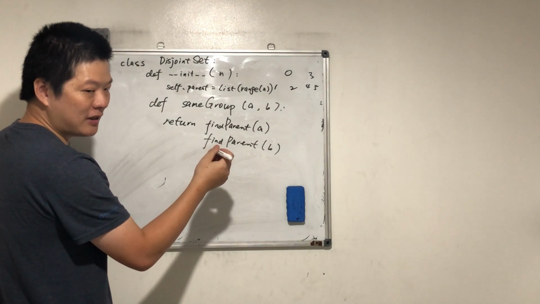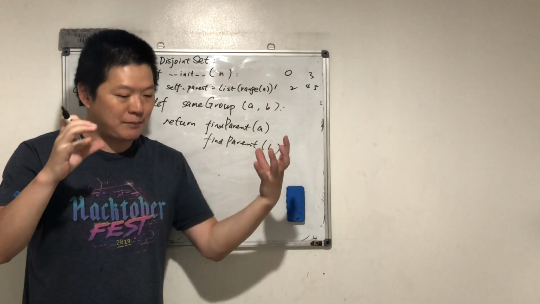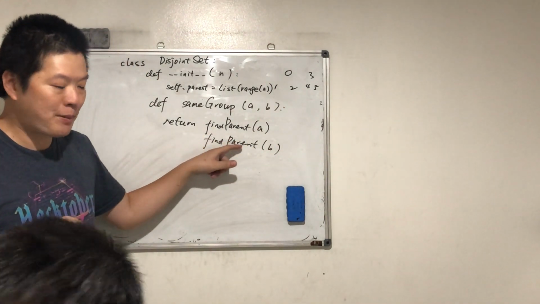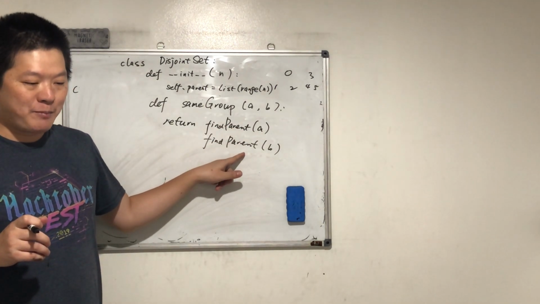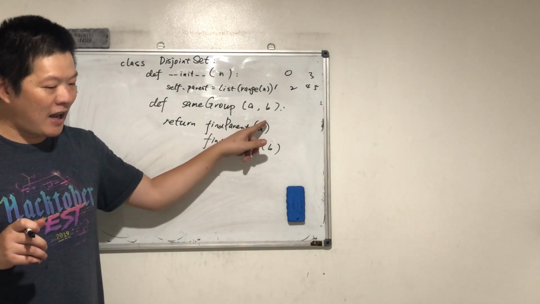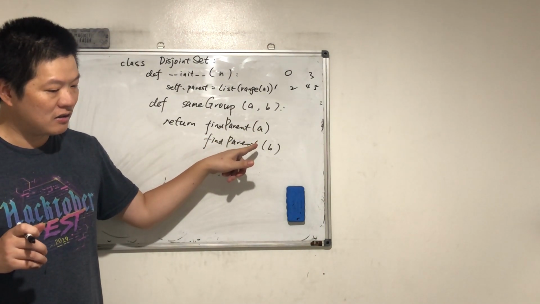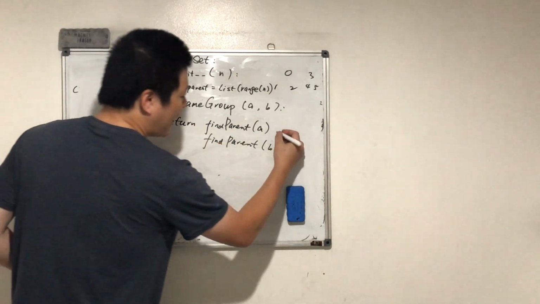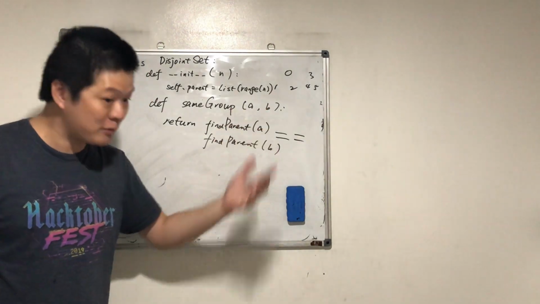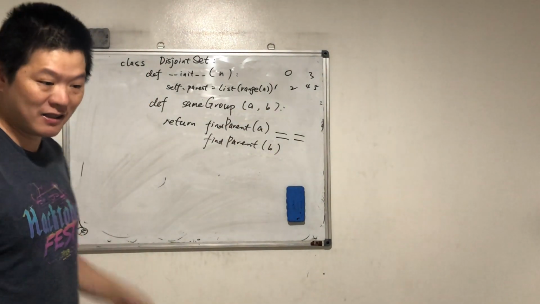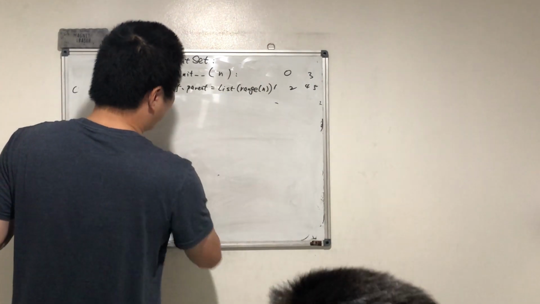A and B belongs to the same group. What does it mean? It means find parent A and find parent B. Do they have to be equal or not? Yes. Find parent A needs to be equal to find parent B in order to be in the same group. Am I right? That makes sense, right? Okay. So we have the same group, and what?